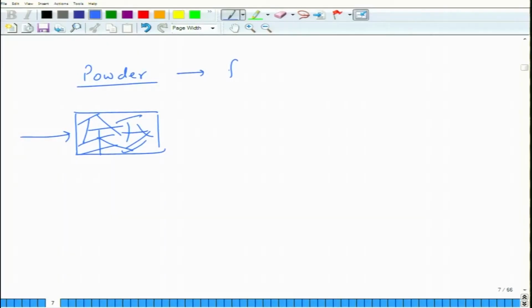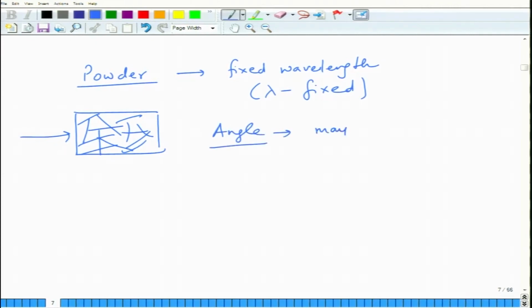So, for powder specimens we generally use a fixed wavelength, okay. So, lambda is fixed and the angle may or may not be changed. The sample may remain stationary or the sample may rotate. Then, okay, by and large we can keep it fixed, but we need to change the detector position.